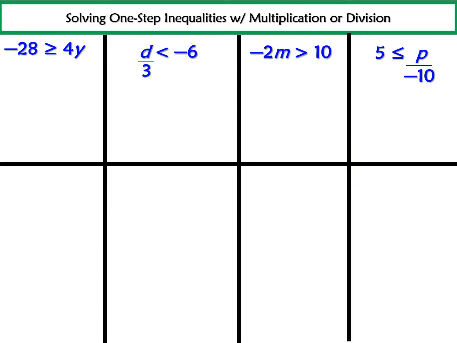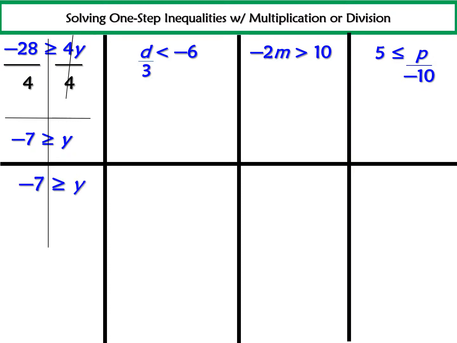Let's take a look at the first one. Well, inequalities are no different than equations. In order to solve them, you need to isolate the variable, or get the variable by itself. So to get y by itself, we need to get rid of that coefficient of 4 by dividing both sides by 4. And the solution we end up with is -7 is greater than or equal to y.